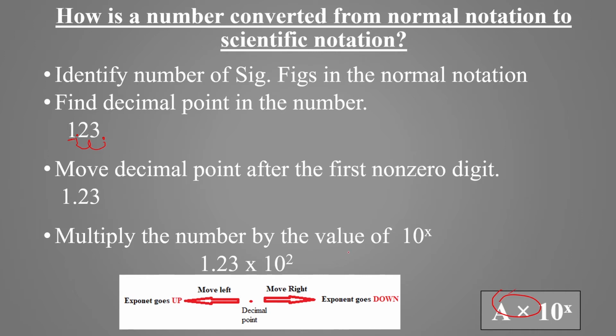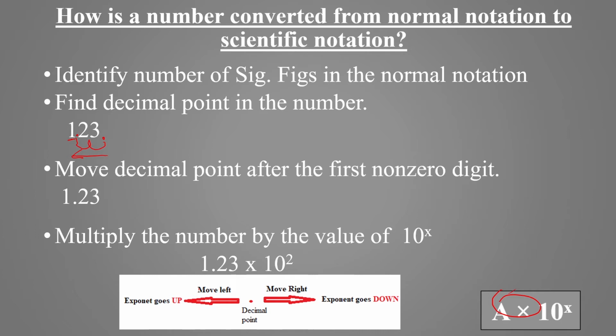One thing that you can remember when you are converting a normal notation to a scientific notation is you have to remember which way you are moving your decimal point and what you are going to do with the exponent. If you are moving the decimal point to the left, which we did in this case, the exponent will go up. What does it mean? The exponent will go up.